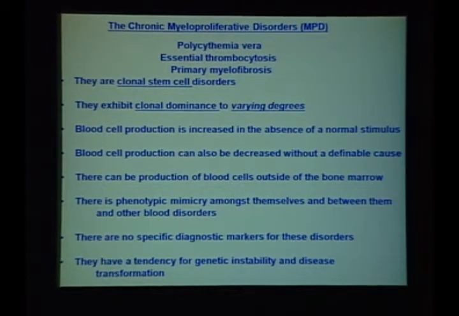that. So blood production can be increased in these disorders, it can be decreased in these disorders, it can be outside the bone marrow in the spleen, and I'm going to show you phenotypic mimicry to explain why we did what we did in this study that I'll tell you about shortly. And then the big problem, we don't have specific diagnostic markers for these diseases, and there's a tendency, as Ron nicely pointed out, for genetic instability and disease transformation.